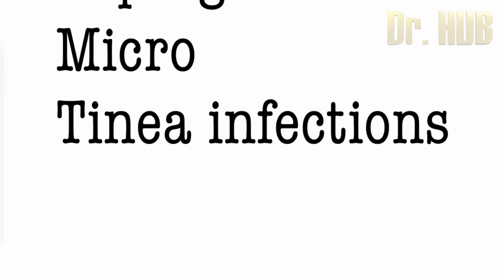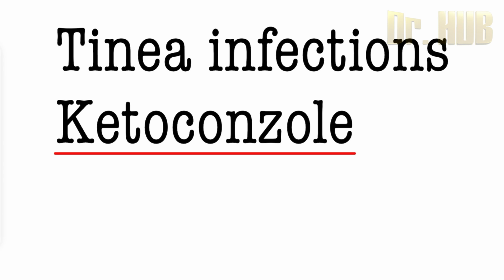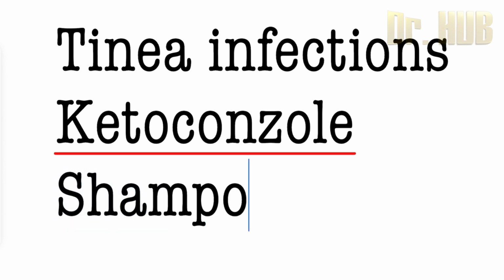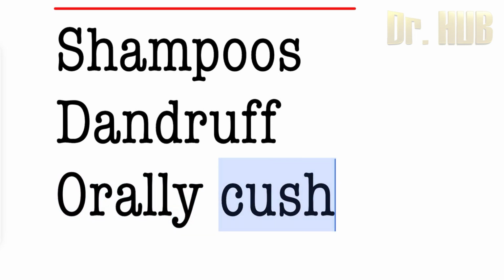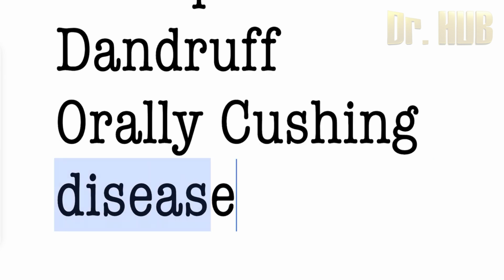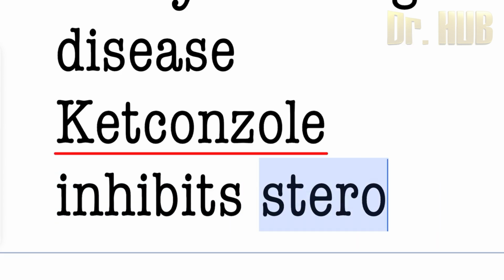Next is ketoconazole. Where is ketoconazole used? It is used topically in shampoos. Ketoconazole is used in shampoo for treating dandruff, and systemically it is given orally to treat Cushing's disease. So ketoconazole is used for dandruff as well as Cushing's disease, as ketoconazole inhibits steroid synthesis.